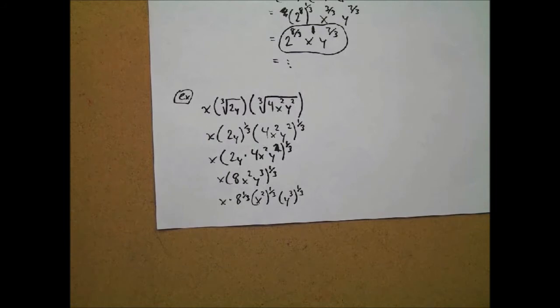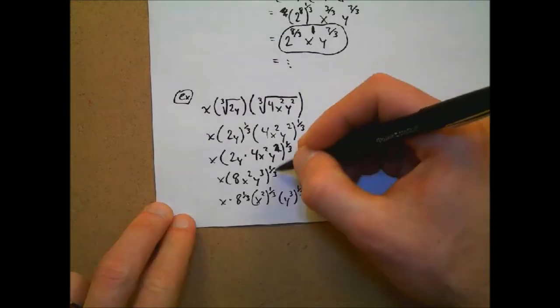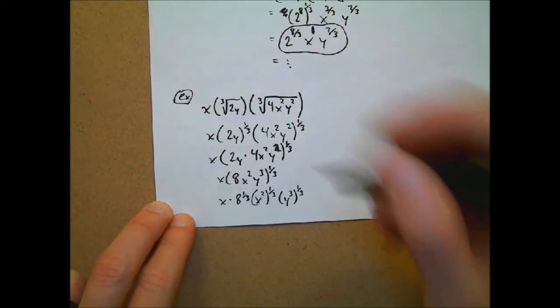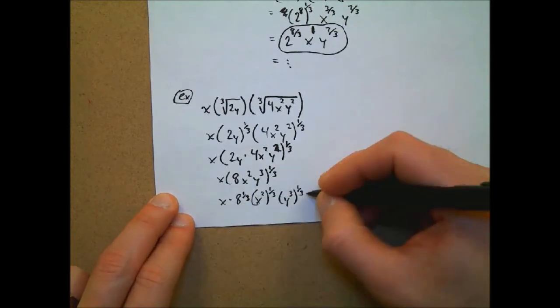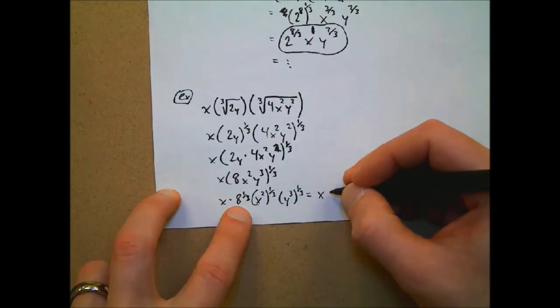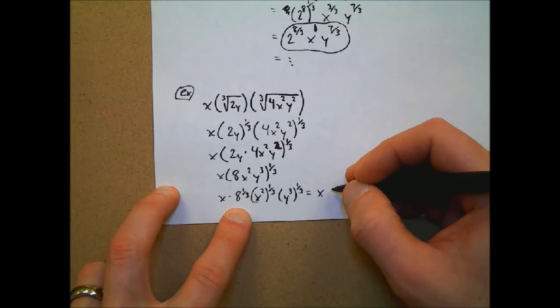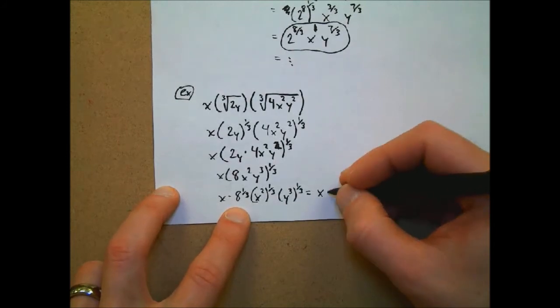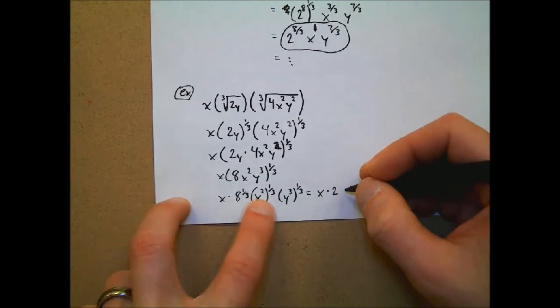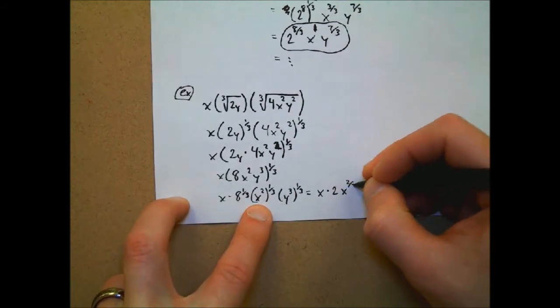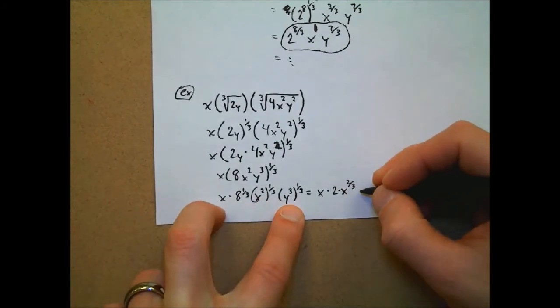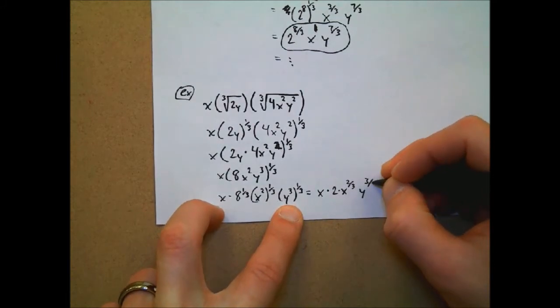Okay. So I'm going to distribute the 1/3 to each one of the 3 terms here. I'm running out of space. What is 8 to the 1/3 power? Or in other words, what's the cube root of 8? 2. And then x to the 2/3, because we're multiplying there. And then y to the 3/3.